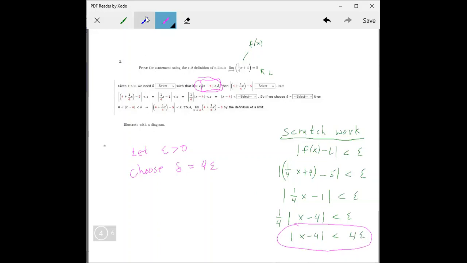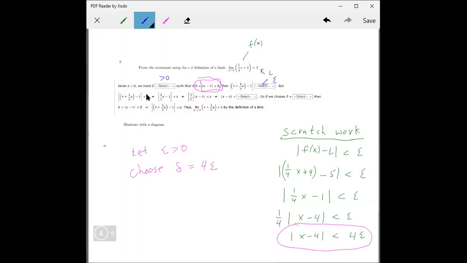Okay, but so let's go through the answers here. This one would be, we need delta greater than 0 such that blah, blah, blah, then this is less than epsilon. Okay, so that's the answer there.